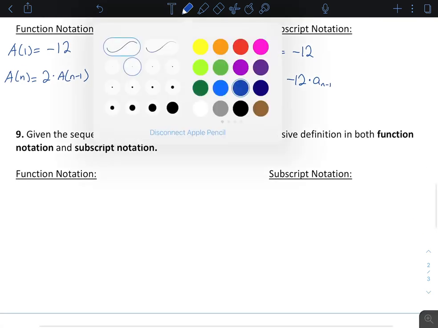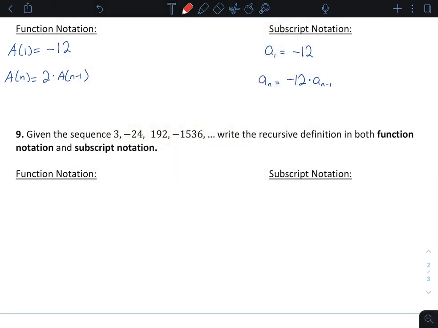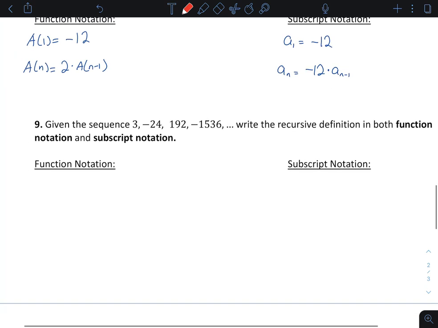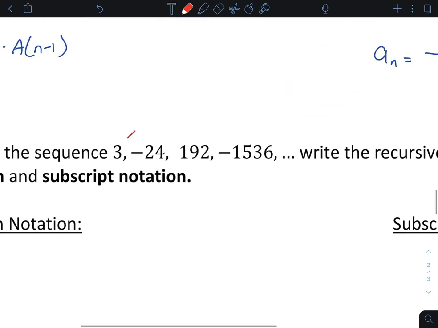And then our last practice problem on this section, given this sequence, write the same thing. So our first term here is going to be 3. And let's find our common ratio. So between 3 to 24, what number am I multiplying? Looks like I'm multiplying by negative 8.